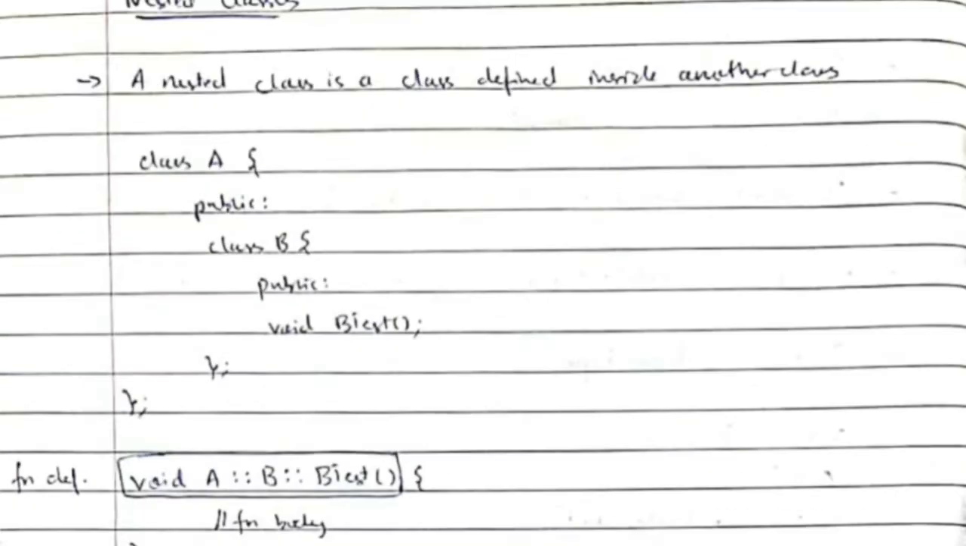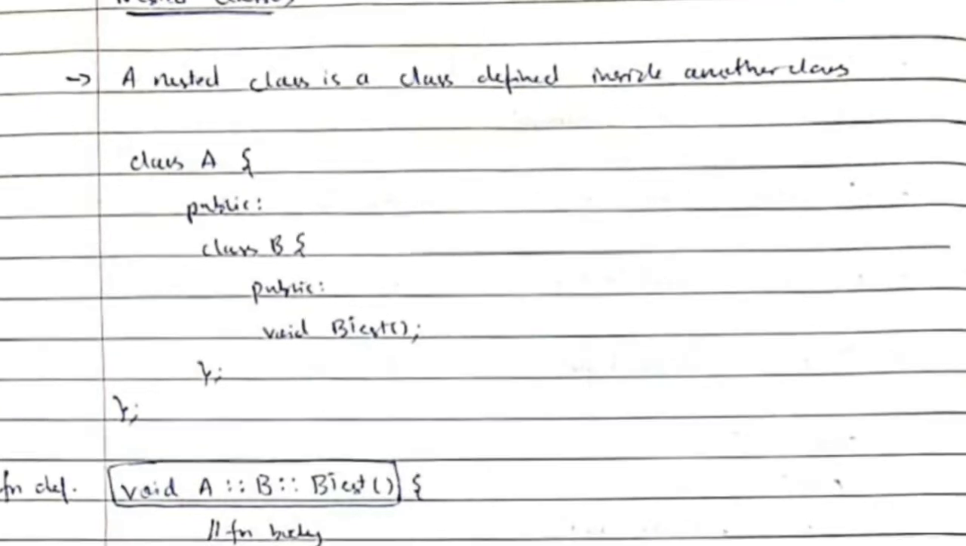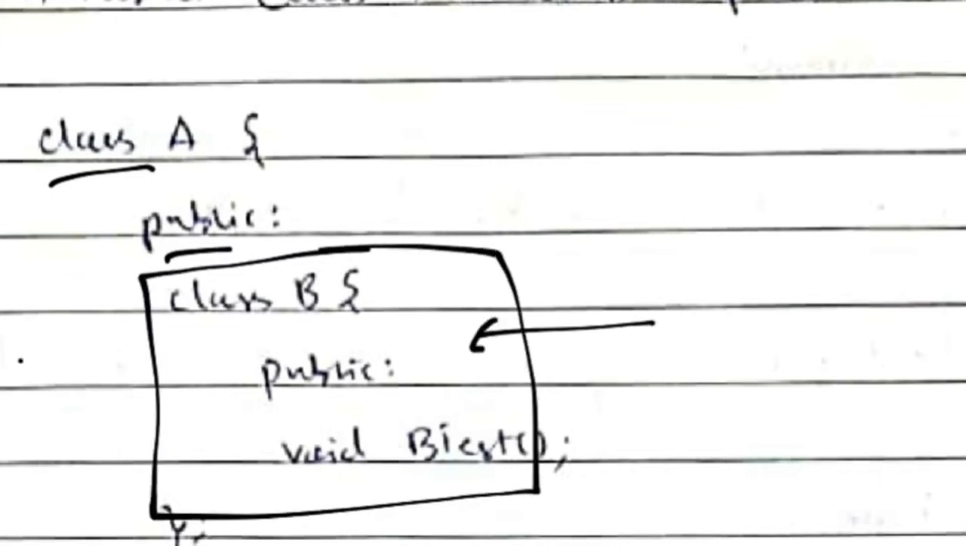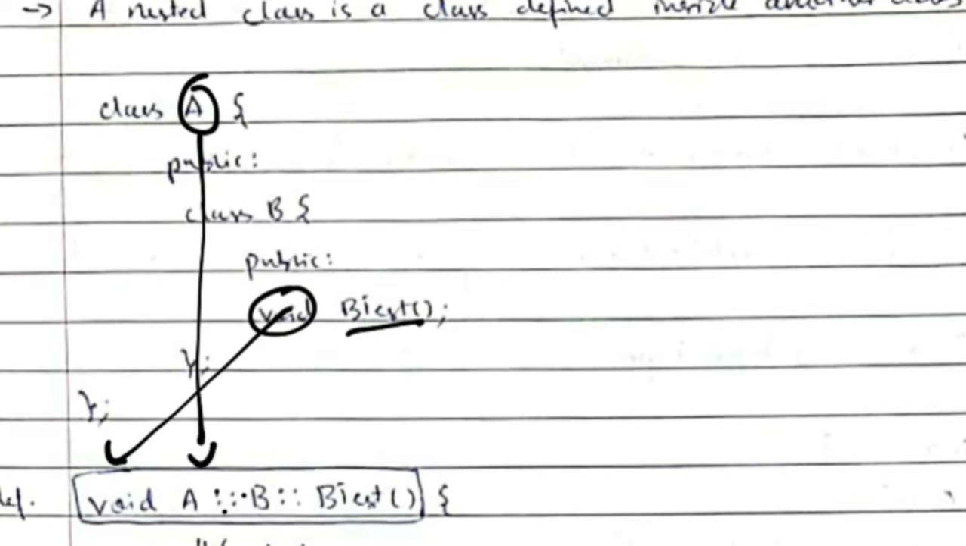A nested class is nothing but a class definition inside a class. See here, class A is defined and here you have public, and inside the public a new class definition is found. So this is nothing but a class inside a class, which is called a nested class. Okay, if you have to define this function outside the class, at that time you have to write the return type of the function which is void, and the class name which is the outer class first, followed by double colon, and the inner class which is B, then double colon and the function name.